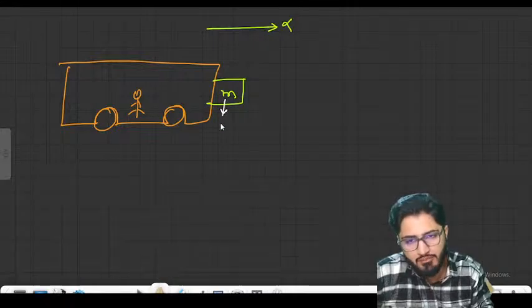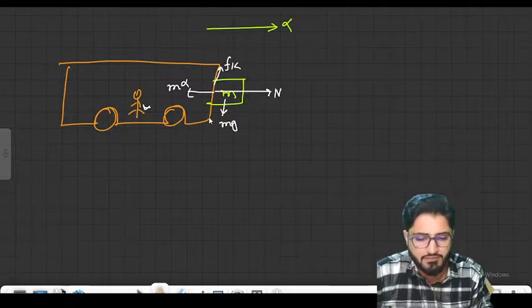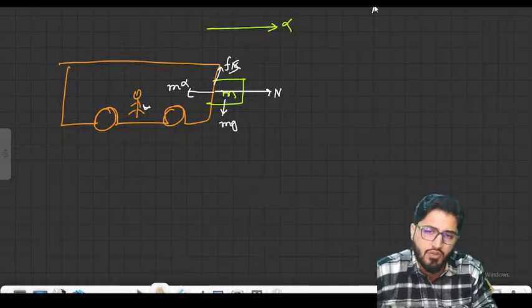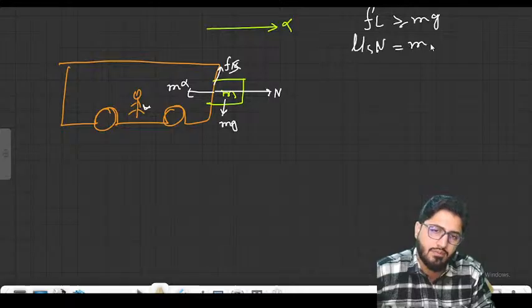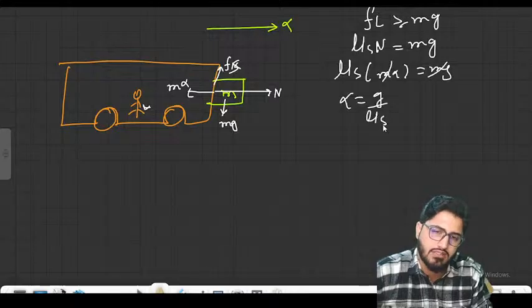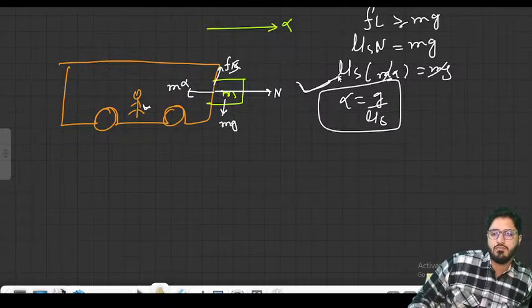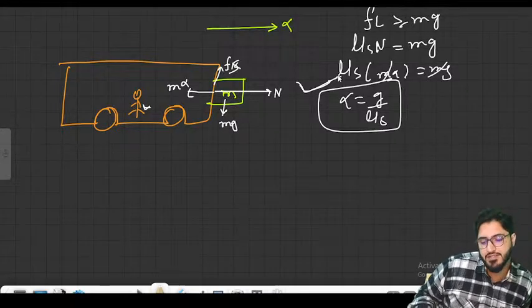Look now. mg is acting on it. Normal reaction force is acting on it. According to this person there will be an accelerated frame, so I can add m into alpha. If it is getting downward, there will be a frictional force upwards, Fs, no issue. So my limiting friction should be more than or equal to m into g. It is mu s times N equals m into g. Mu s and my N will be m into alpha equals m into g. So alpha came out to g divided by mu s. This should be the acceleration of your bus so that this particular object remains at rest.